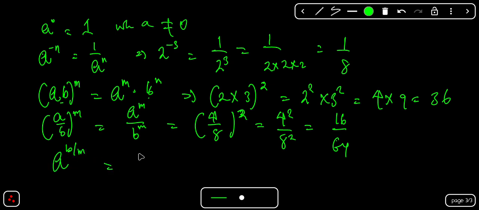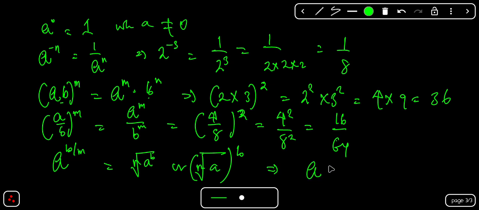Now, what if we have a raised to the power of b over n? So this means the nth root of a raised to the power of b, or you write it this way, the nth root of a, then raised to the power of b. Okay, and then before we do some examples on that, let me quickly recall the last law. So we have a raised to the power of b, raised to the power of n. So this would be equal to a raised to the power of b multiplied by n. So those are the laws of indices we have.